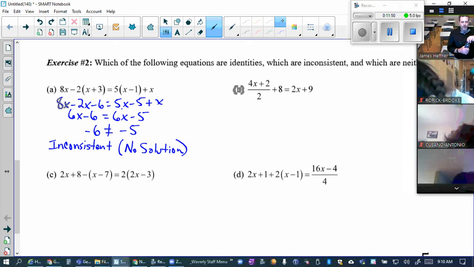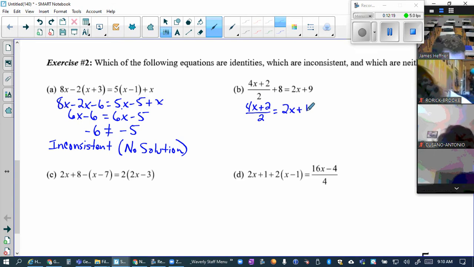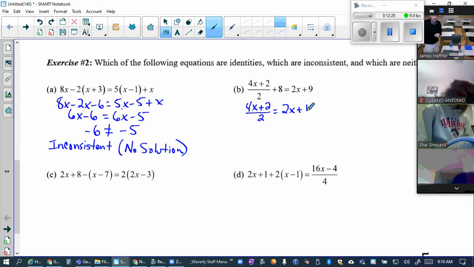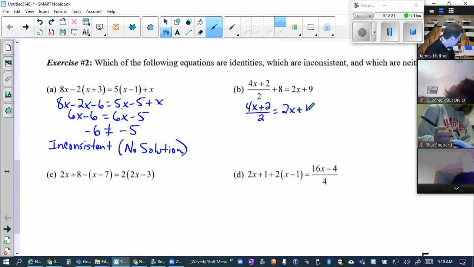Some of you are probably wanting to multiply both sides by 2 right away. I would say not quite yet. I think you want to clean up that left side a little bit first. You know what I mean? What did I do there, guys? Subtracted 8. That's right. Now you can multiply both sides by 2.